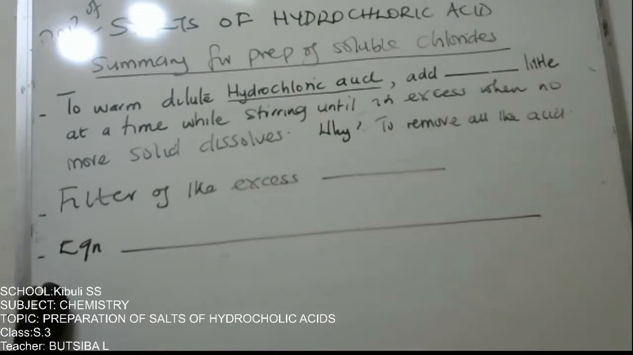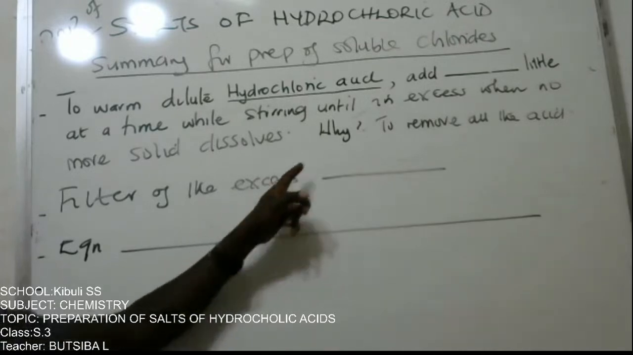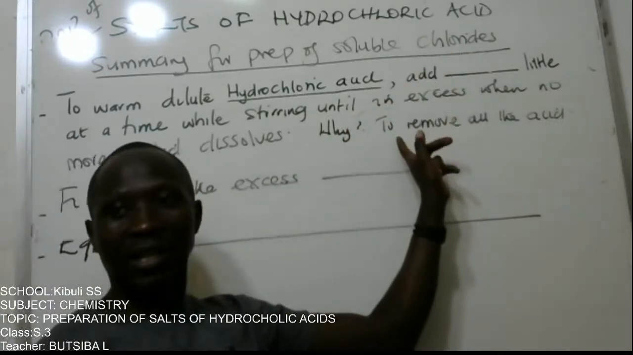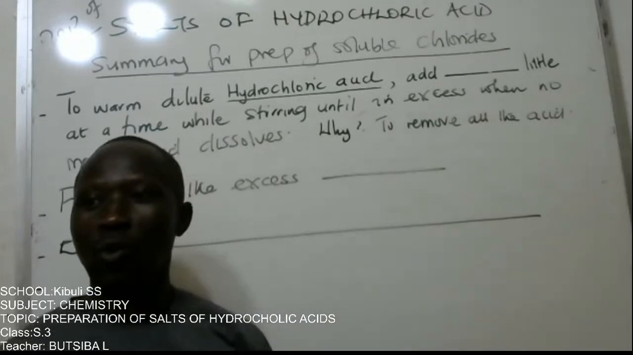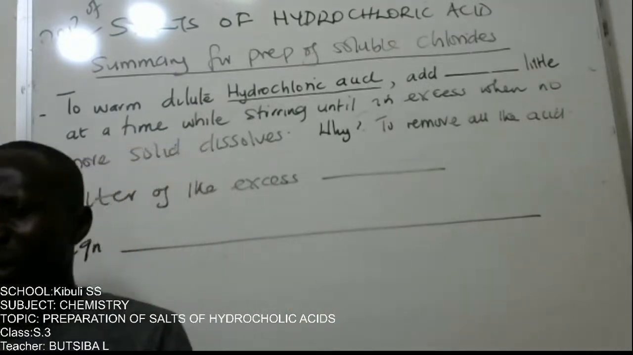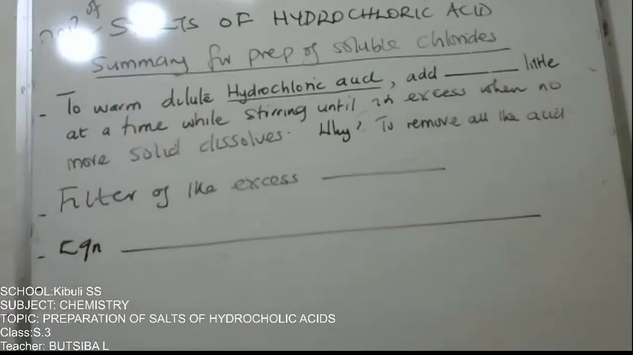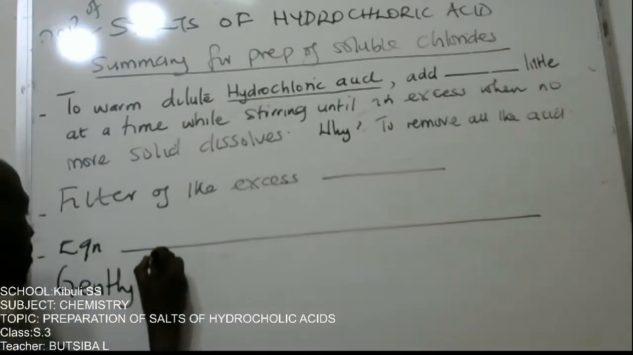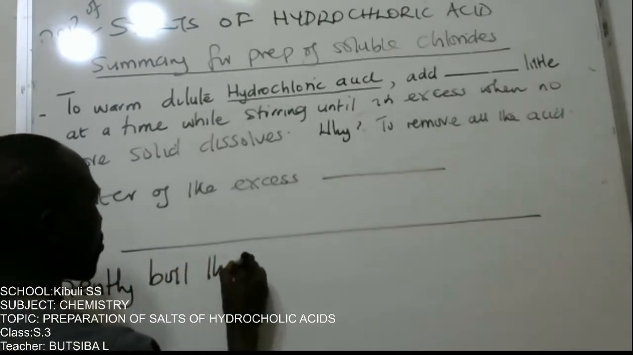Number 4. What do you get when you filter? You have 2 things. In senior 1 chemistry, what do you have? A filtrate and a residue. What is the residue? The residue is the undissolved solid, which was in excess. Do you need it? No. What do you need? The filtrate. What's the filtrate? What passes through the filter paper. So we're interested in the filtrate. So what should we do now? We shall gently boil the filtrate.